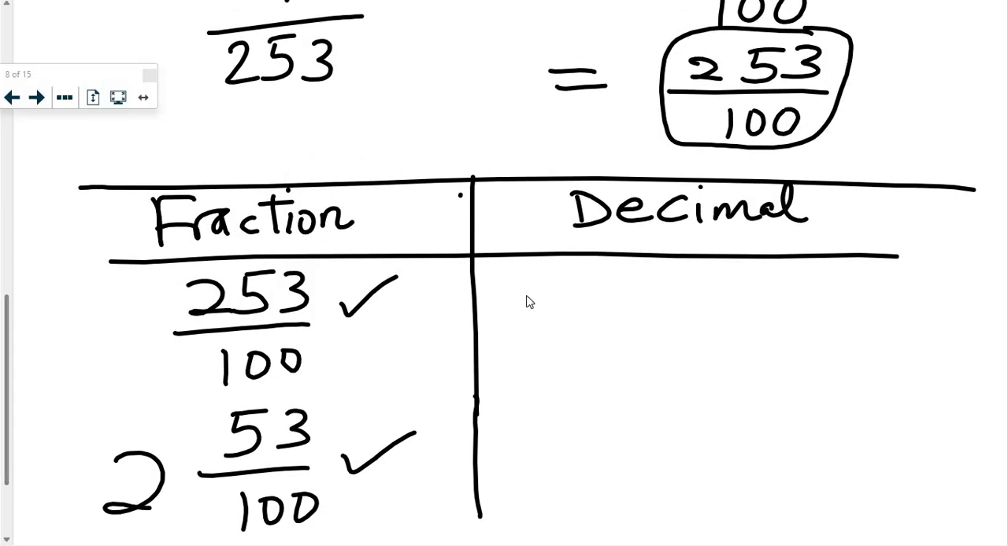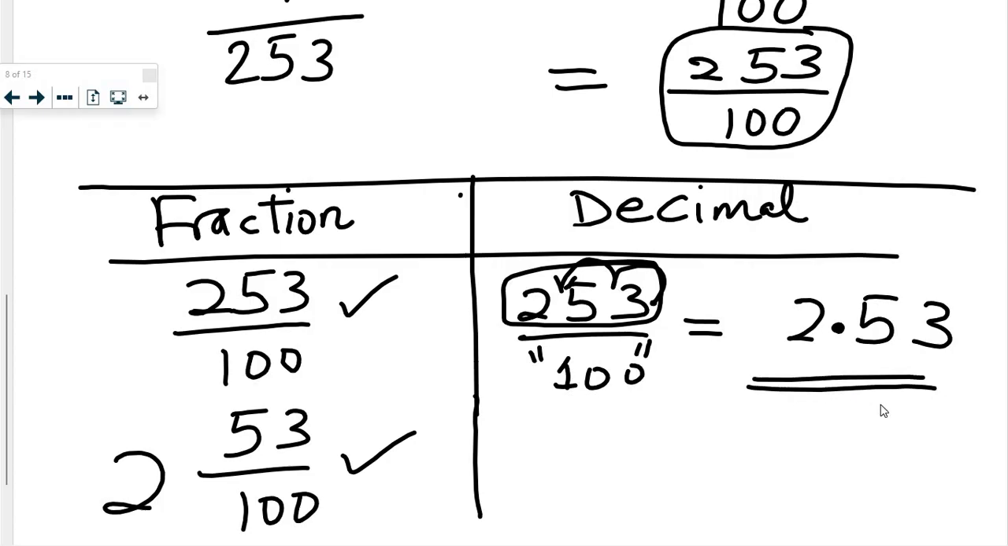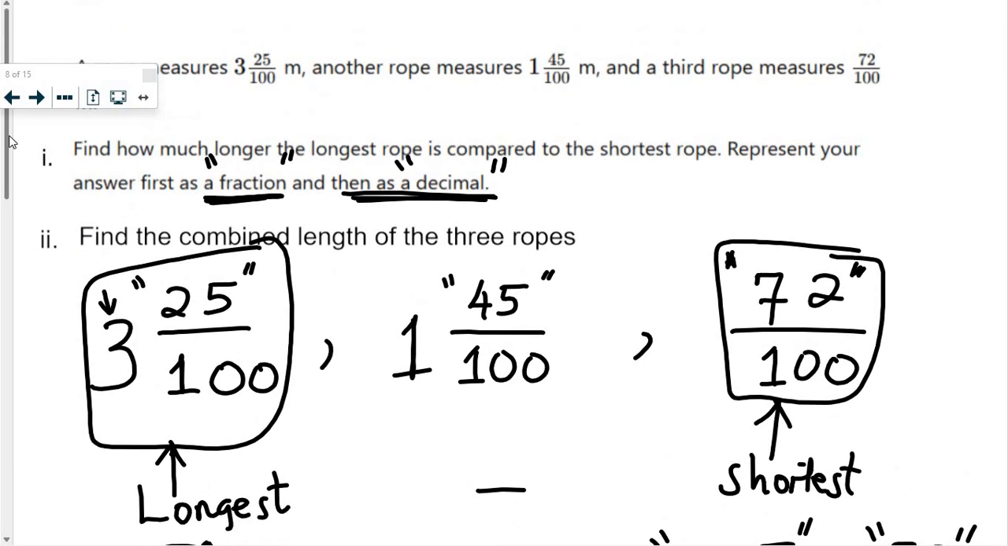As a decimal, 253 upon 100, because the denominator is 100, you're going to copy the 253, but this 253 will have 2 decimal places, meaning move the decimal point from right going left 2 steps, 1, 2, and the answer becomes 2.53. So you can pause this video and then take a screenshot. Okay?